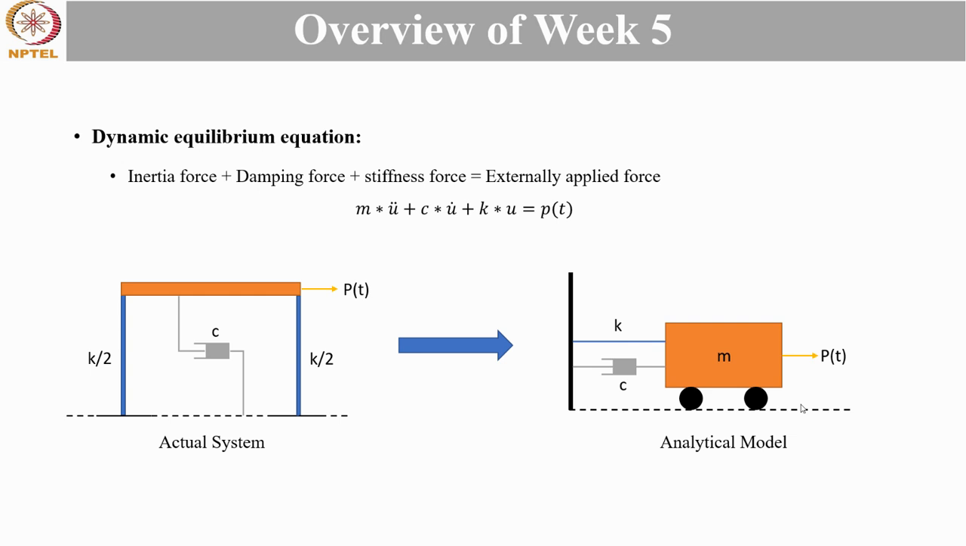So, just to brush up, the base of this course, the dynamic equilibrium equation, is given by inertia force plus damping force plus stiffness force is equal to externally applied force. Assuming that the frame is rigid and deflection can happen only in the horizontal direction, a simple mass on a supporting column, and the mass of the supporting column is negligible, a simple frame structure can be transformed into an analytical model as shown in the figure. This is something we have been reading since week 1 of this course.